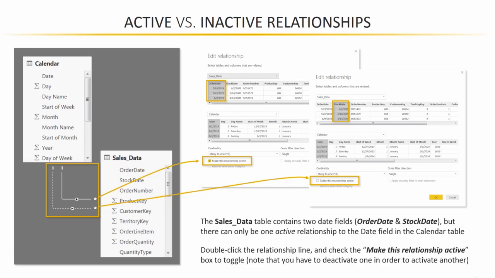Now you can toggle these back and forth, but the one catch is that you have to deactivate the active one first before you activate the other. In other words, there can be no point in time where both of those checkboxes are activated. So let me show you what this looks like in the relationships view.